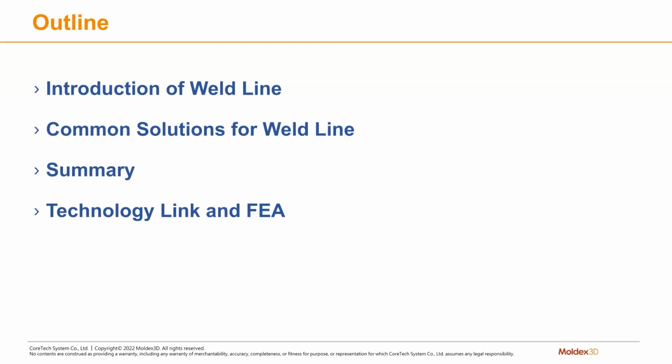Okay, so firstly, let's take a brief look at the outline. For the first one, we will introduce the Weld Line. What is Weld Line? How is it generated? And then we will take a look at some common solutions for Weld Line, how to prevent, how to eliminate, or how to strengthen the stability of the Weld Line. And then we will have some brief summary.